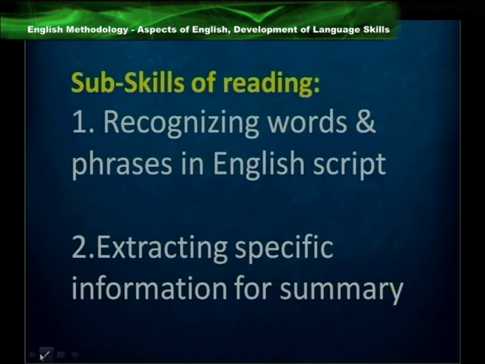Comprehension makes students read the textbook thoroughly and with understanding. If the understanding of the text and the sentences is very clear, then they will recognize the words and phrases in English script. Based on that, they are going to speak out. The recognition of words and phrases gives the student the confidence to speak out. Next, extracting specific information for summary.